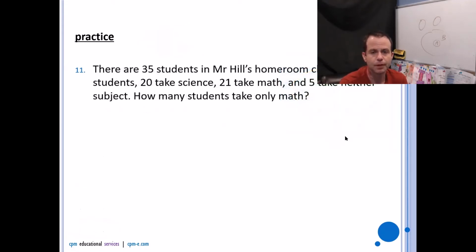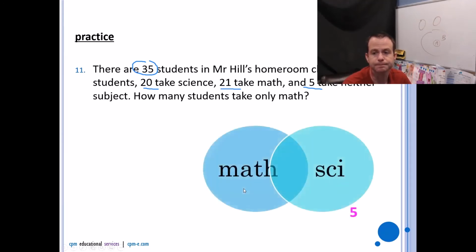Okay. All right. There are 35 students in Mr. Hill's homeroom class. Of these students, 20 take science, 21 take math, and 5 take neither subject. How many students take only math? So what we have to do here is create a Venn diagram. And remember I said at the beginning, you often need to figure out the overlap as your very first number that you put in. What I need you to see here is there are 35 students in the class, but 20 and 21 and 5, if I add all that together, that gives me 46. That's more than 35. The amount that it's more by tells me what my overlap is, okay? So that tells me I have 11 in the overlap.